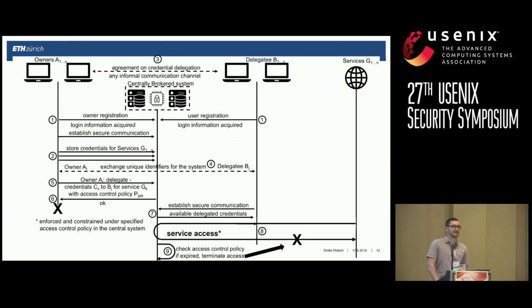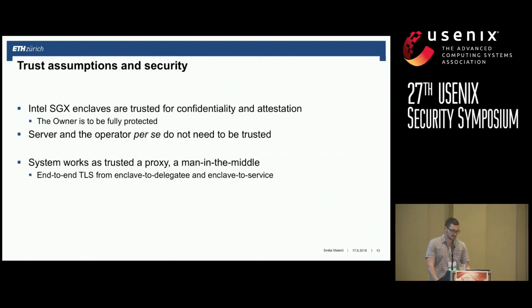The delegatee has access as long as everything is okay with the access control policy, because it gets filtered on the centrally brokered system. Once the policy expires or the actions are not according to the policy, the access is cancelled.